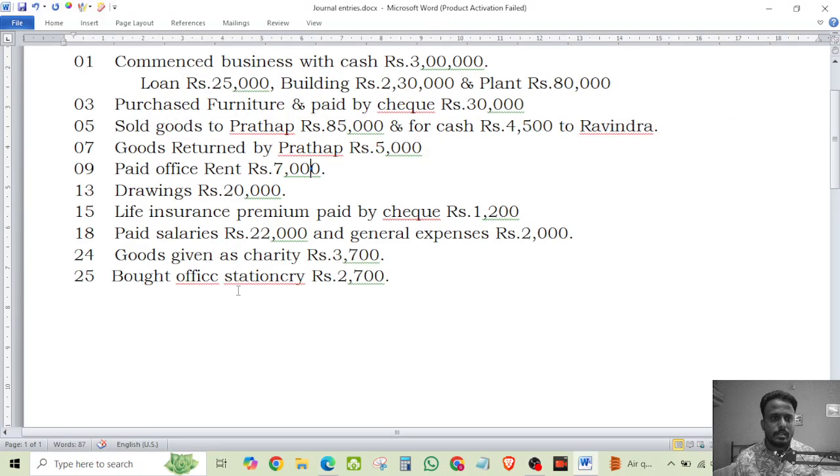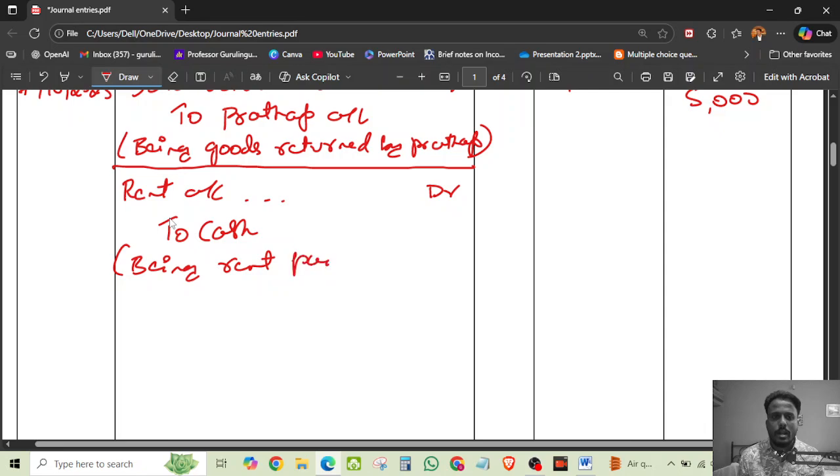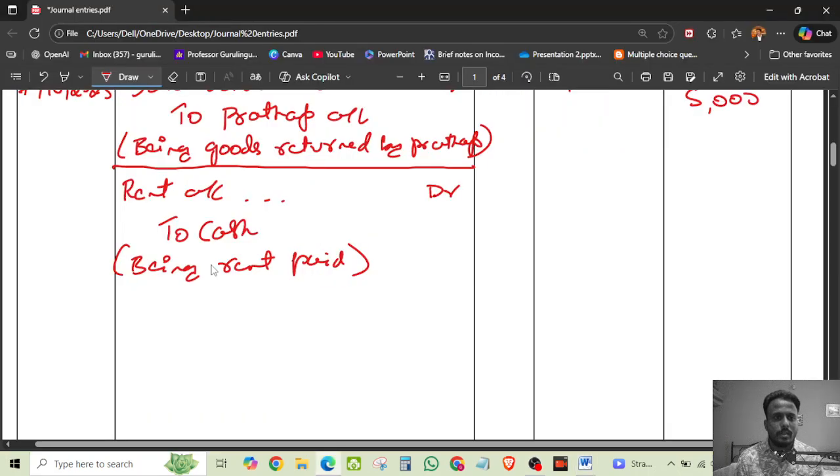The next date, after 7th, is 9th: paid office rent. When you pay office rent, cash will go out, that is to cash. For what purpose are you paying? Rent. Rent is a nominal account, so debit all the expenses. Rent account debtor. In a simple rule, if you want to understand, cash is going out, so think whether the business is paying the cash or receiving the cash. When it pays the cash, cash will go out. Narration is being rent paid. We'll see the date and amount. Date is 9th, amount is 7,000.